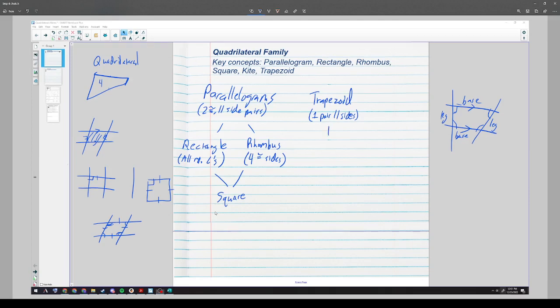But there is a subtype of trapezoid. So trapezoids, we could force these two legs to be equal in length. And if we do that, we call that one an isosceles trapezoid. So it still has one pair of parallel sides, the same as a trapezoid, but now it also has the legs are congruent.